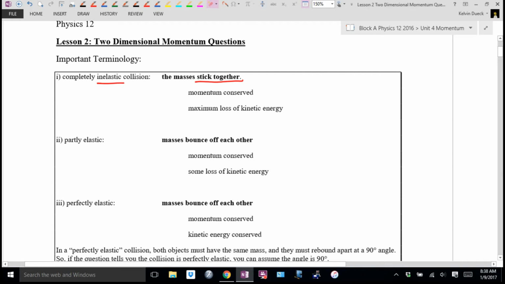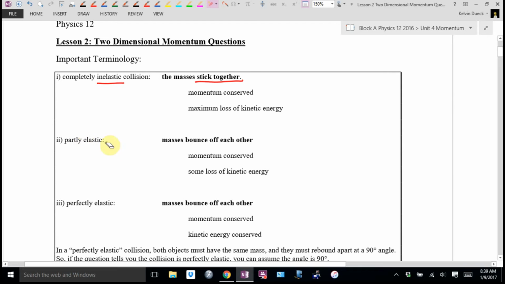Catching something. If you throw a heavy weight to me and I catch it, it's stuck to me. That's a completely inelastic collision. Momentum is conserved. By the way, if you look at all three of these, momentum is always conserved. What's not conserved is kinetic energy. Total energy is conserved, but kinetic energy, the energy of motion, that special sub-energy, is rarely conserved.